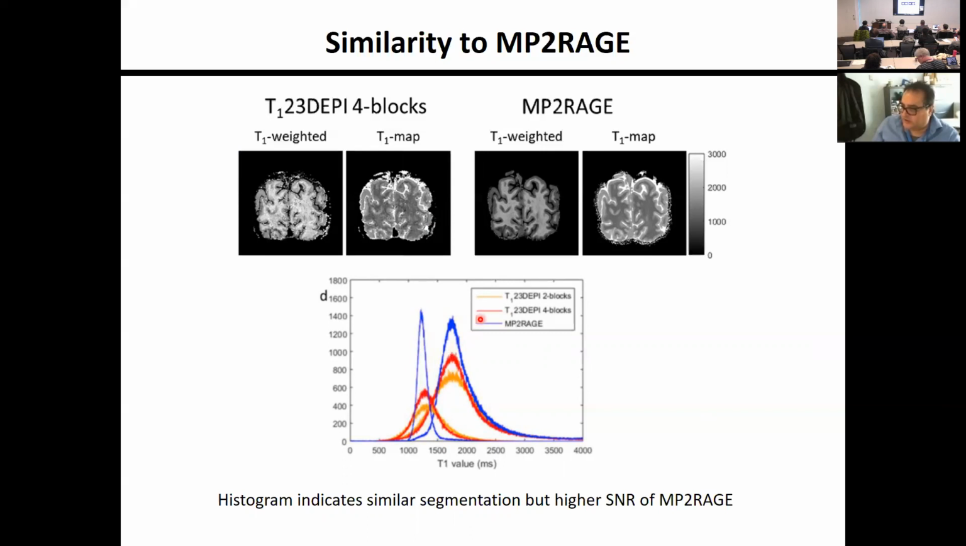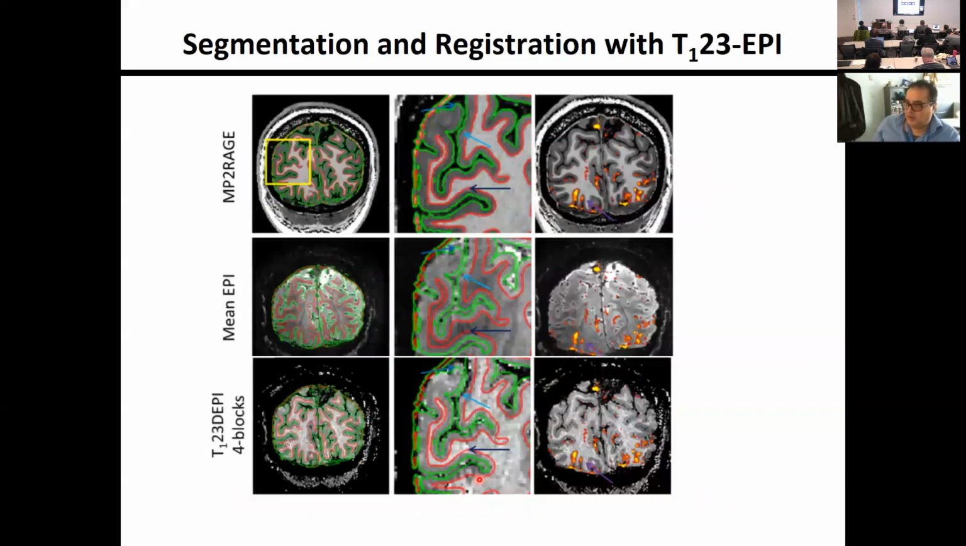However, this one has a broader distribution, which means it's noisier. But on average, it means the gray matter segmentation is actually quite similar between these two approaches. So this is now illustrated here in MP2RAGE.